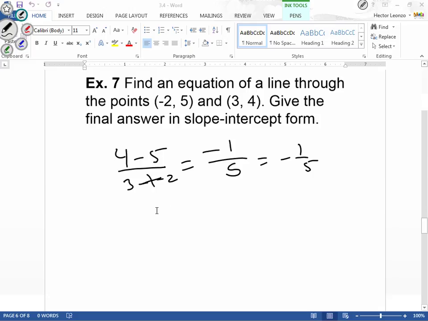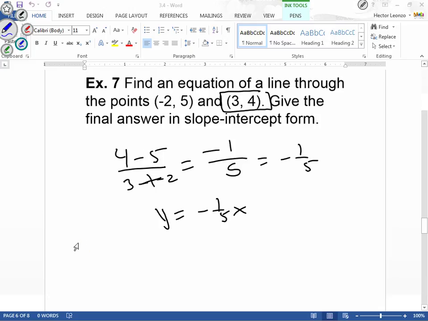So I already have half of my answer. y equals negative 1/5 x. And then I don't have my y-intercept. I'm going to use any of these 2 points. It doesn't matter. When I give you 2 points, whenever you are solving for the equation of the line, it doesn't matter which point you choose. Just to choose one, I'm going to choose the point (3, 4). Once again, that's my x value, that's my y value.